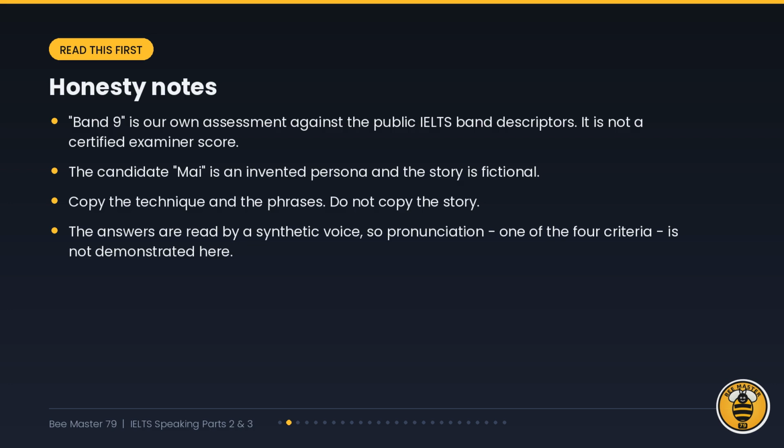4 things before we start so that nothing here is oversold. First, band 9 on this channel means our own assessment of the answer against the public IELTS band descriptors. It is not a certified examiner score. Second, the candidate is invented, and so is the story. Third, you should copy the technique and the phrases, not the content, because a memorized story is audible. And fourth, the answers here are read by a synthetic voice, so pronunciation, which is one of the 4 marking criteria, is simply not demonstrated in this video.